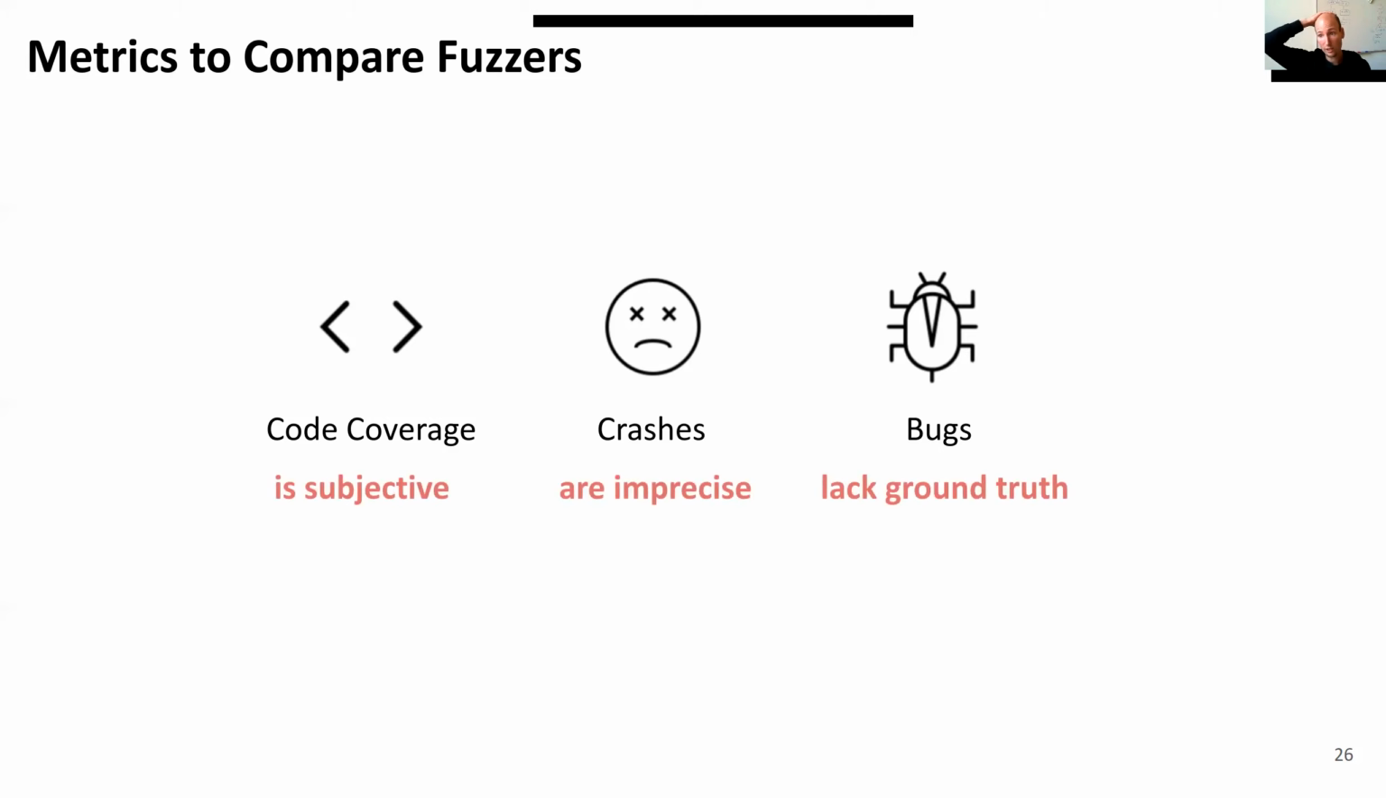Well, code coverage, unfortunately, is very subjective and it's hard to compare if the code coverage that fuzzer A achieves is better than the code coverage that fuzzer B achieves. Crashes, as we just heard a couple of minutes ago, are imprecise. And with bugs, for unknown targets, we don't necessarily have ground truths. So if fuzzer A says, oh, we have found 5 bugs in, let's say, libpng, and fuzzer B says we found 2 bugs in libpng, is fuzzer A better or is fuzzer B better? Did fuzzer A fuzz on the same version of the code as fuzzer B? Right? It's going to be extremely hard to compare these different fuzzers based on simply bugs without the ground truth or without comparing the fuzzers on the same bugs.